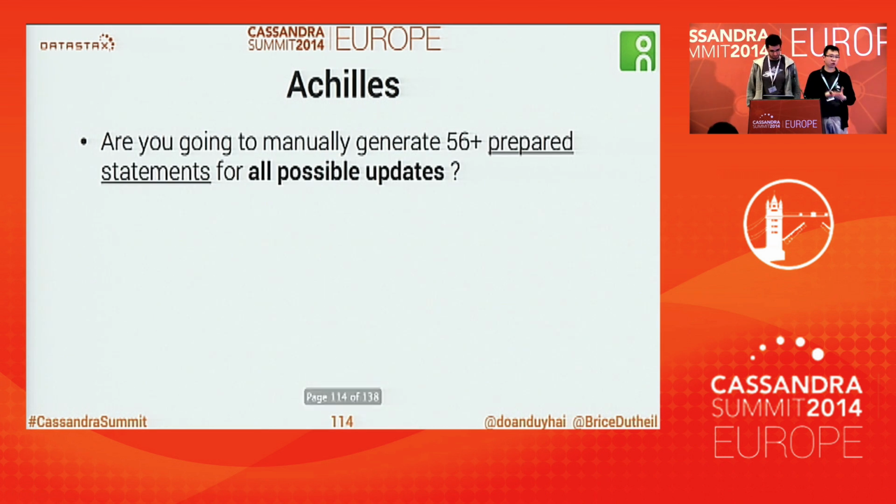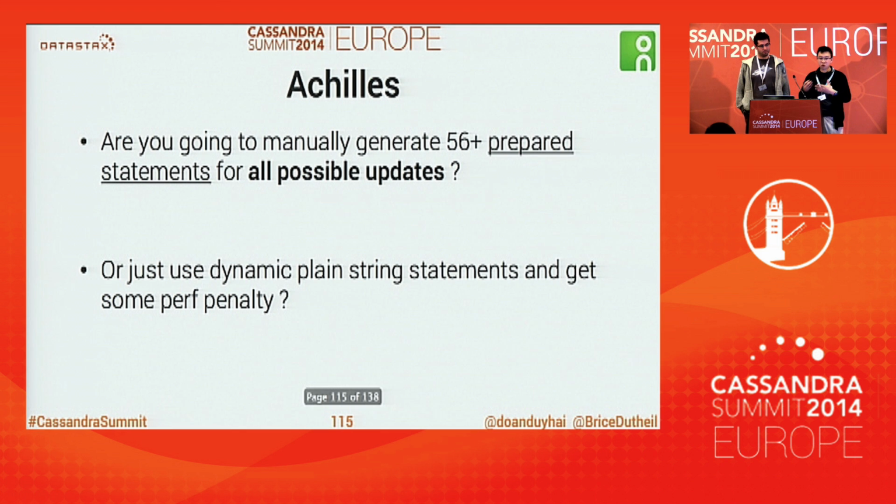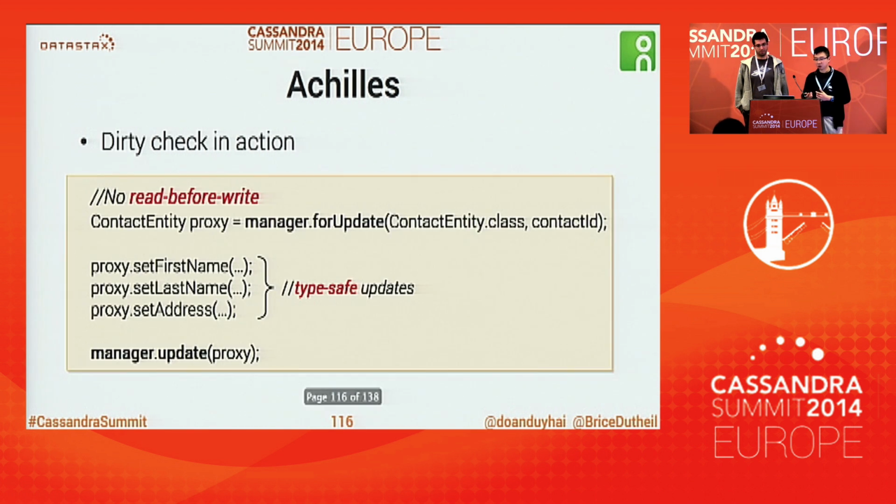Now, we don't want to manually prepare all the prepared statements for all possible updates, because there are too many. We don't want to use plain text queries at runtime because it has some performance penalty. So the idea is to use the forUpdate API of Achilles. How does it work? You call forUpdate, providing the entity class and the partition key. Achilles will create a proxy for you. There is no read before write. We don't read from Cassandra. And on this proxy, you can just call the setters to perform your update. It is completely type safe.